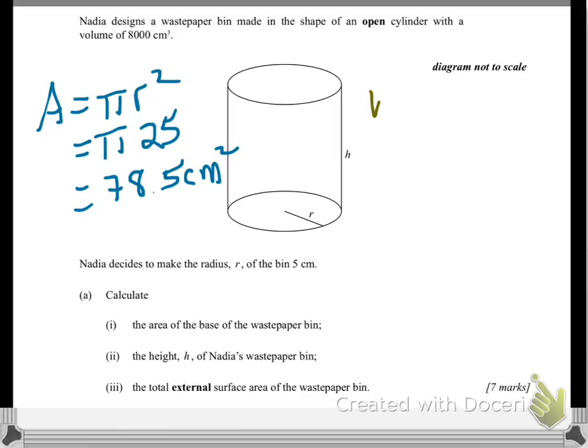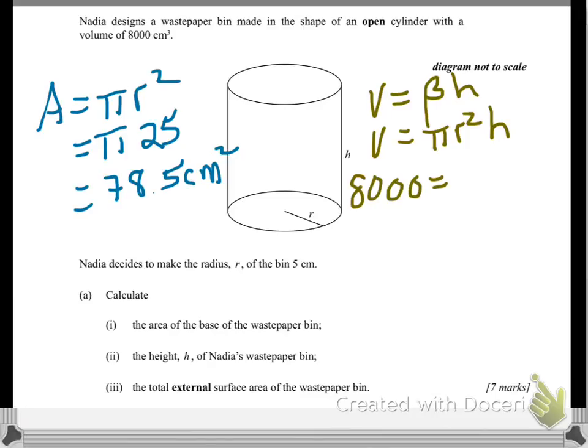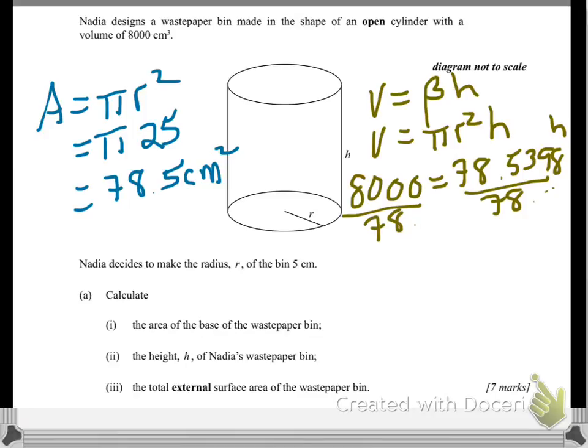And so we know that volume is equal to the big B times the height. So in this case, volume is equal to pi r squared times the height. And so they tell us that volume is 8,000. We know that the area of the base is, I'm going to use the number that I got, not the number that I wrote down, 78.5398, times height. So I divide both sides by 78 point whatever, okay?